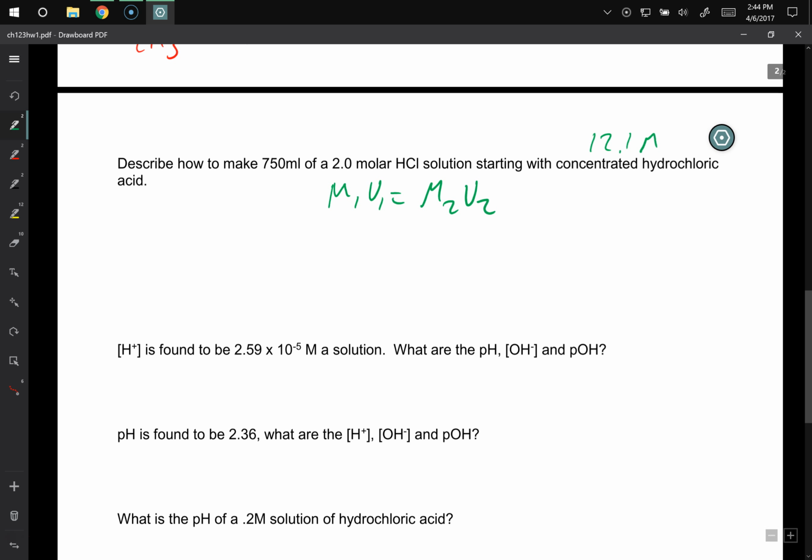The dilution equation. So I have this concentrated acid, and I want a less concentrated acid. I'm going to dilute it down. I know that I want to make 2 molar hydrochloric acid, and I know I want to make 750 milliliters of it. And I know I've got 12.1 molar concentrated stuff to work with. What I don't know is how much of the concentrated do I need? So, what is that?